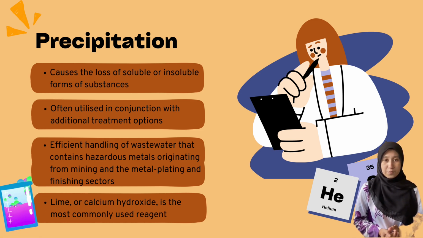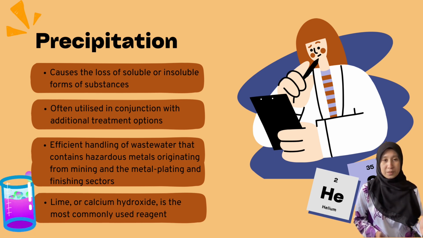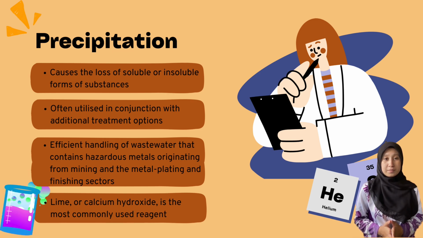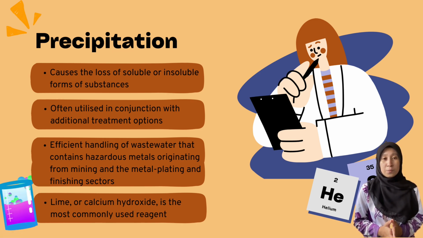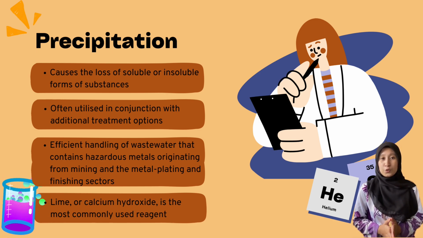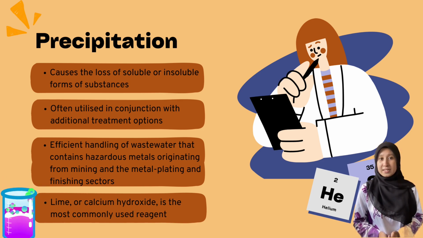By adding a specific reagent, we can convert dissolved contaminants into solid particles, which can then be easily removed from the water. Precipitation is often utilized in conjunction with additional treatment options to enhance its effectiveness. For instance, it can be combined with filtration, sedimentation, or flotation processes to ensure thorough removal of contaminants. This method is particularly efficient in handling wastewater containing hazardous metals.